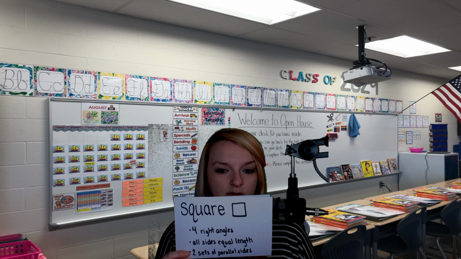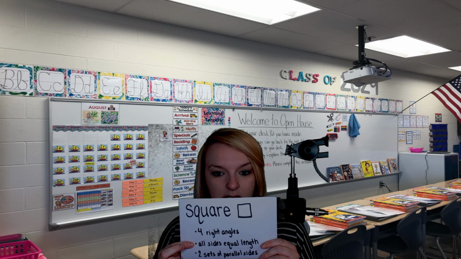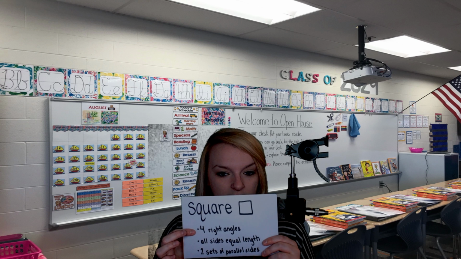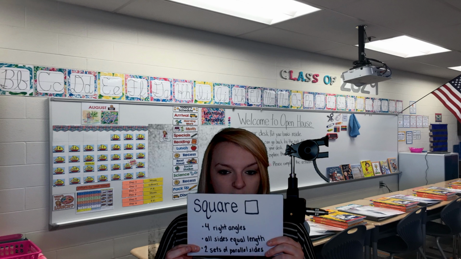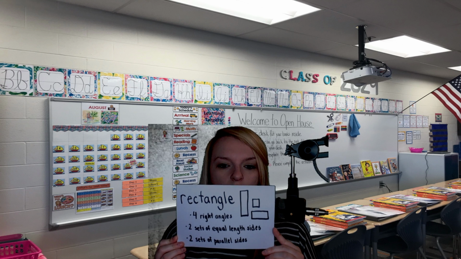So a square has those characteristics. You probably already knew the first one. Well, the second one on here. That all the sides are equal. Also has 4 right angles and 2 sets of parallel sides. There's only one difference between a square and a rectangle. Let's talk about rectangles. I bet you already know rectangles too.